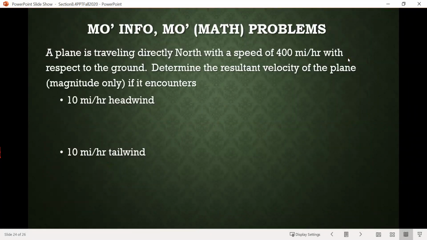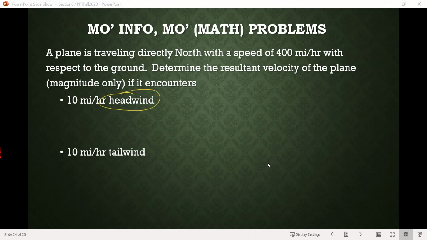So we're going to look at plane flights and how their velocities and directions can be impacted by the wind. So let's say that we have a plane that's traveling directly north with a speed of 400 miles per hour with respect to the ground. And we want to determine the resultant velocity of the plane. So we're looking for only the magnitude of a vector here if it encounters each of the following: either a 10-mile-an-hour headwind or a 10-mile-an-hour tailwind. Now, to think about this, I'm sure you could probably figure out these numbers kind of in your head, but we want to use vectors to model what's going on here.